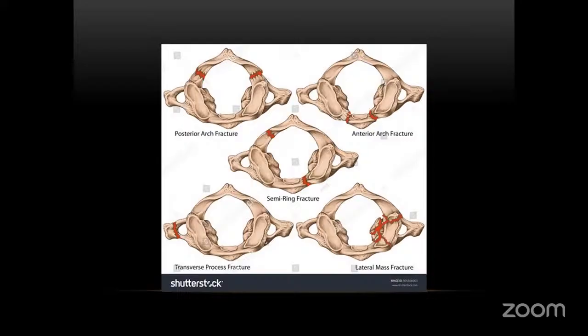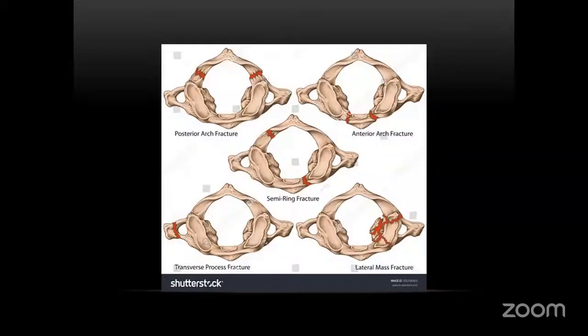Excellent, Dr. Javaria. Thank you. So this is the classification of C1 fractures. That is called the Jefferson fracture. It has about 4 types. So what is another classification of C1? Yes, Dr. Javaria. It's the Landells. So how will you classify the Landells? In Landells 1, either the posterior arch is fractured or the anterior, and 2 is the Jefferson 3, and 3 is this one with the transverse process of the lateral mass fracture.